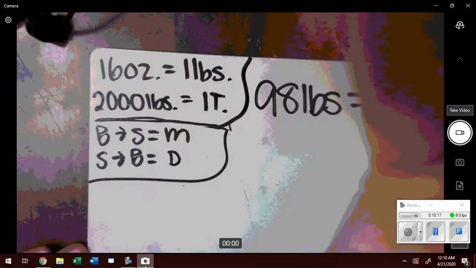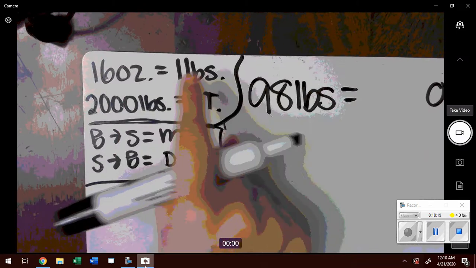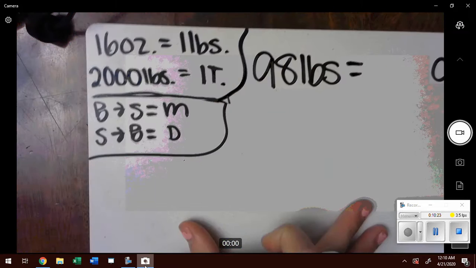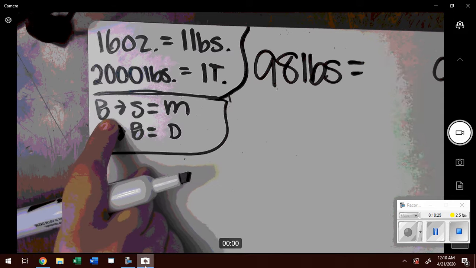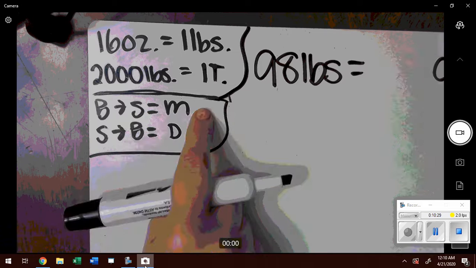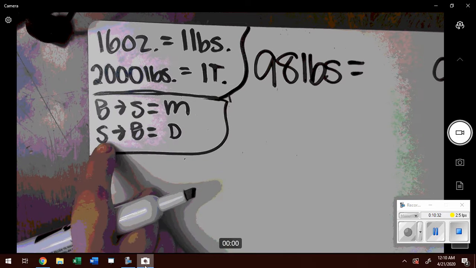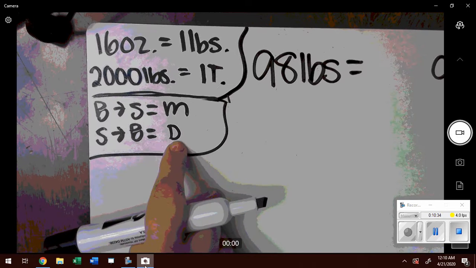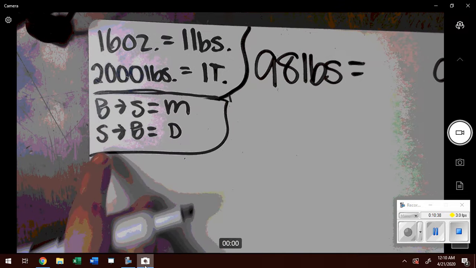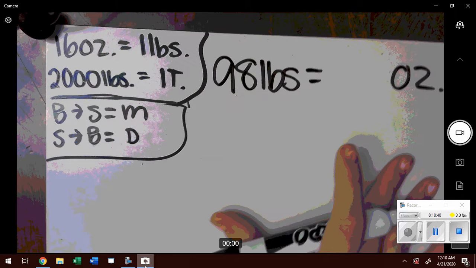If you can see over here, I have my conversions. 16 ounces equals 1 pound. 2,000 pounds equals 1 ton. I've also noted, if you're going from a bigger unit to a smaller unit, you multiply. If you're going from a smaller unit to a bigger unit, you divide. So this would be a really good thing, again, to write down. It will help you with your conversions.